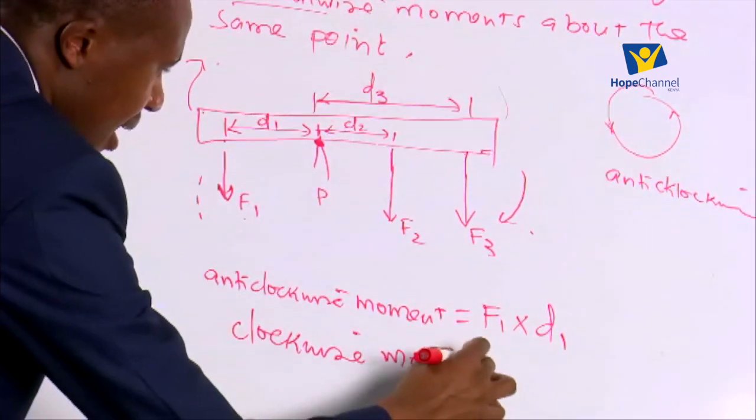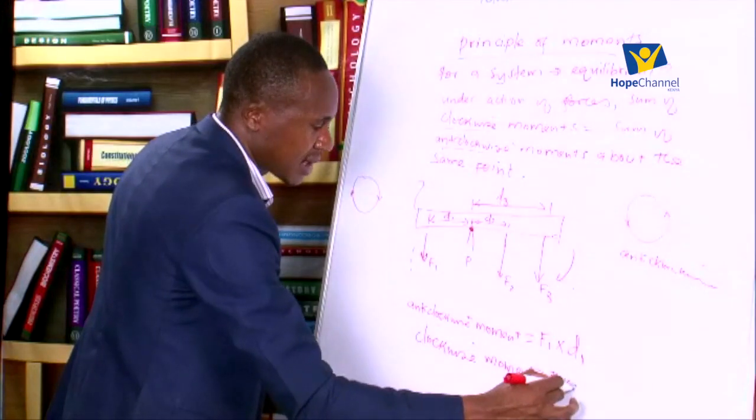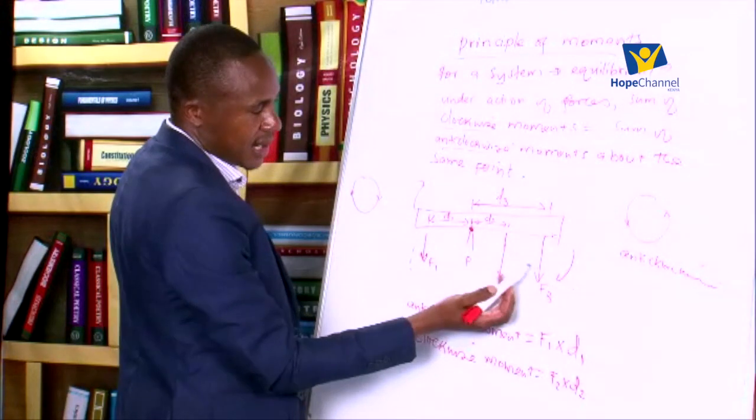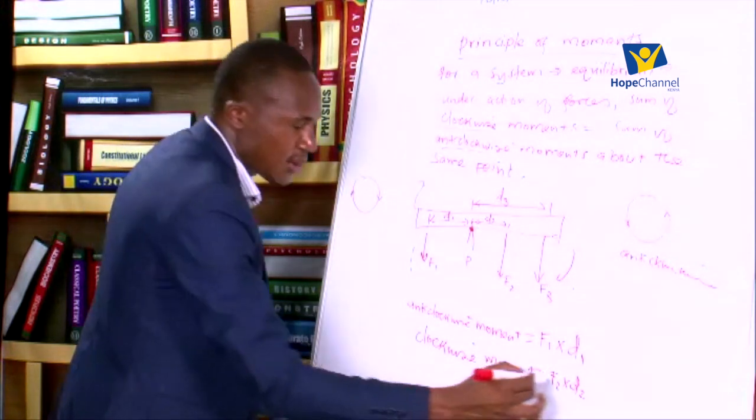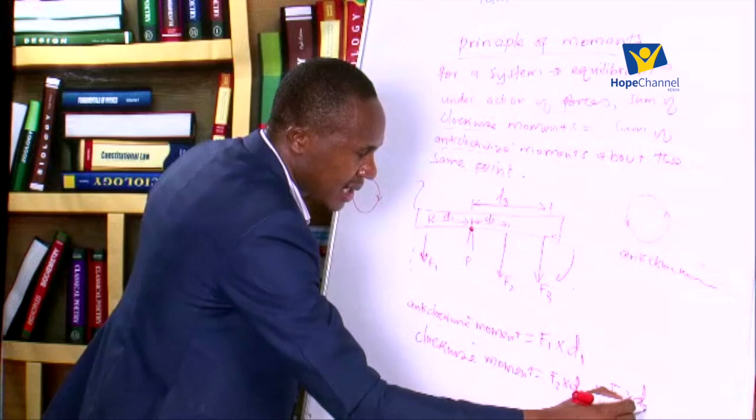And so we say that the opposite of the other one is the clockwise moment. Now the moment due to force 2 is F2 times D2, but even F3 is producing a rotation in the same direction, so we have a summation. So we have F3 times D3.